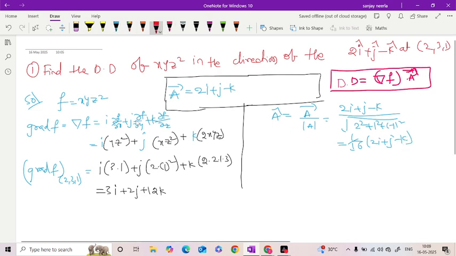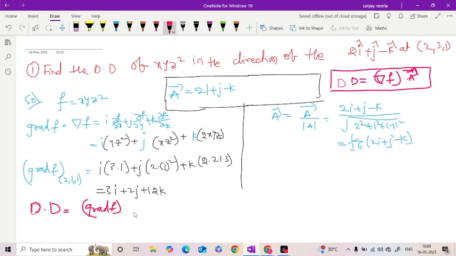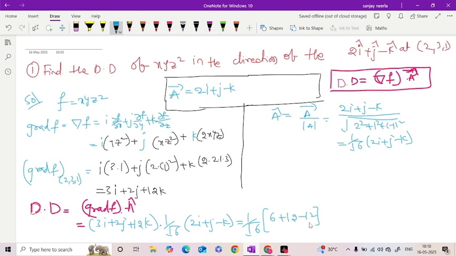Now what is our actual problem? Directional derivatives. So the directional derivative is equal to the gradient of f dot a cap. Already we have the first vector: 3i plus 2j plus 12k dot 1 by root 6 into 2i plus j minus k. That is equal to 1 by root 6 into 6 plus 2 minus 12. Correct? It's not 12, it's 2, sorry. So 8 minus 12, it is minus 4 by root 6, is the directional derivative.